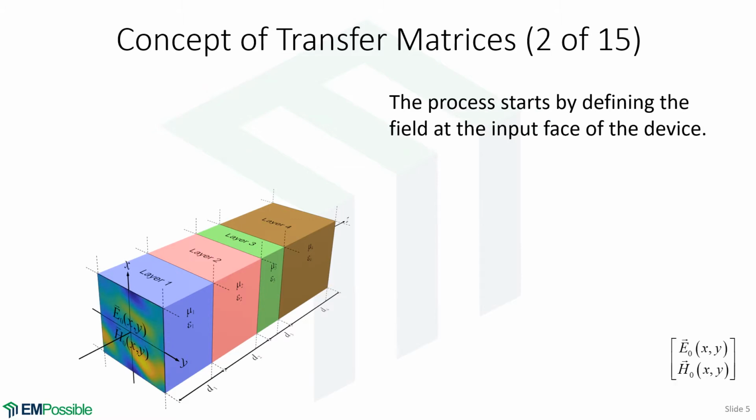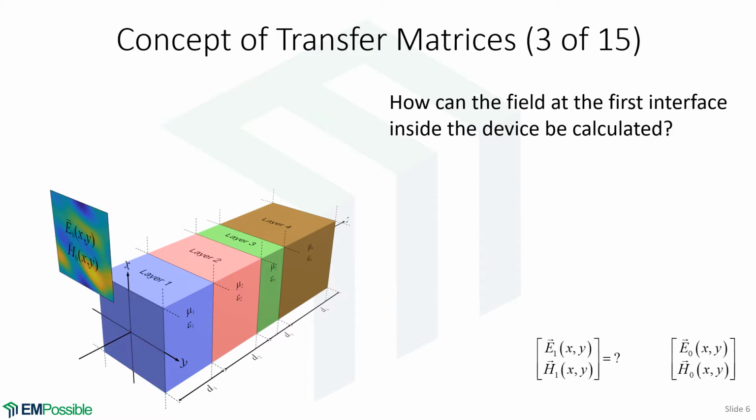So the first thing we'll need is, what does the field look like at that input face? And so we'll call that E sub 0, H sub 0, the 0 meaning the very beginning of this device. So we'll move that off to the side, just to remember that it's there. And we would like to calculate the field at the next interface, at that plane between layer 1 and layer 2. How on earth do we do that?